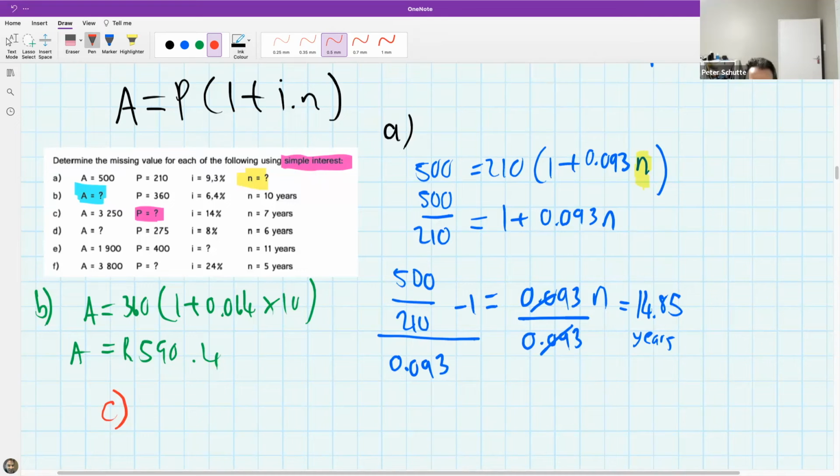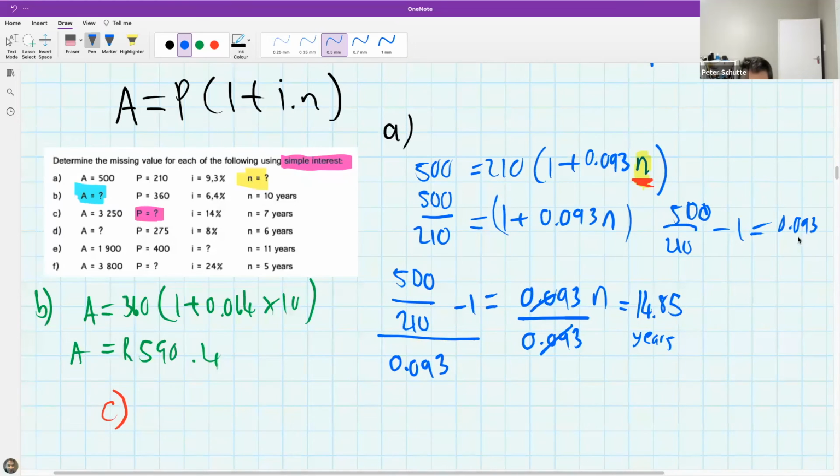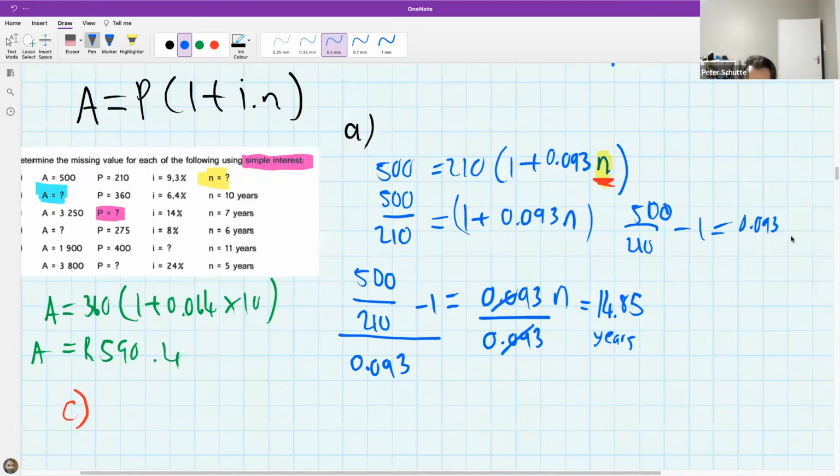A. Okay. So in A, the N that is missing is the time period. So you need to know how many years make this happen. And what I did was I divided both sides by 210. And that's why all of a sudden you'll see the 210 disappears and the thing in the bracket is still there. It's just that I've moved the 210 to the other side. Then I admittedly did quite a few steps together, but if you imagine what this would look like, you'd get 500 over 210. And if I took away 1 from both sides, I would get that.